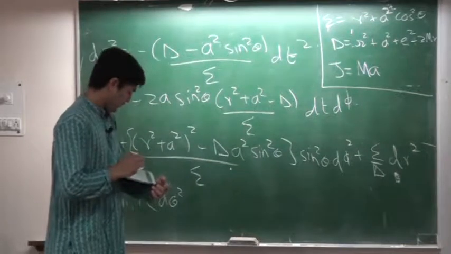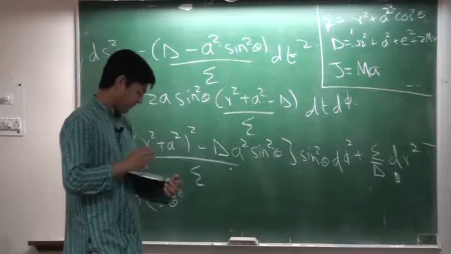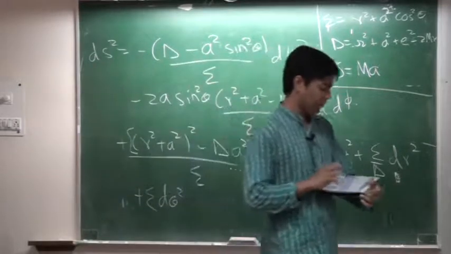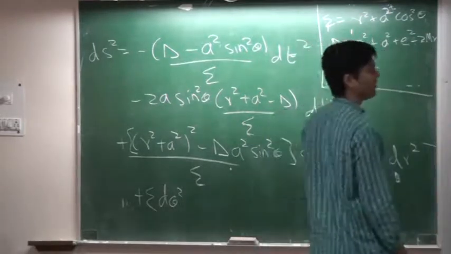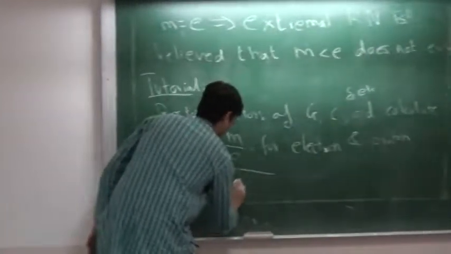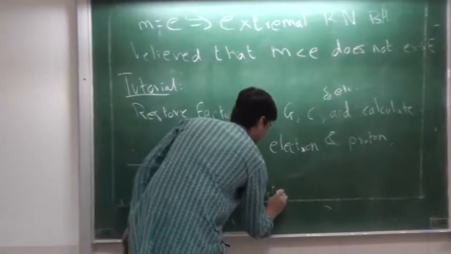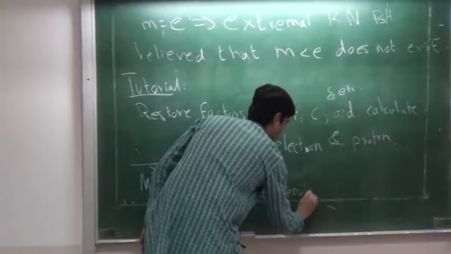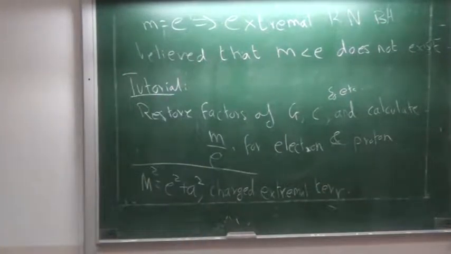Let me just say this guy also has solutions. Once again, it has horizons and also has an inner and outer horizon as we discussed. This also has an extremal limit. The extremal limit for a charged Kerr black hole is M squared equals e squared plus a squared. Extremal Kerr. Okay. And Kerr black holes beyond this bound are not believed to exist.